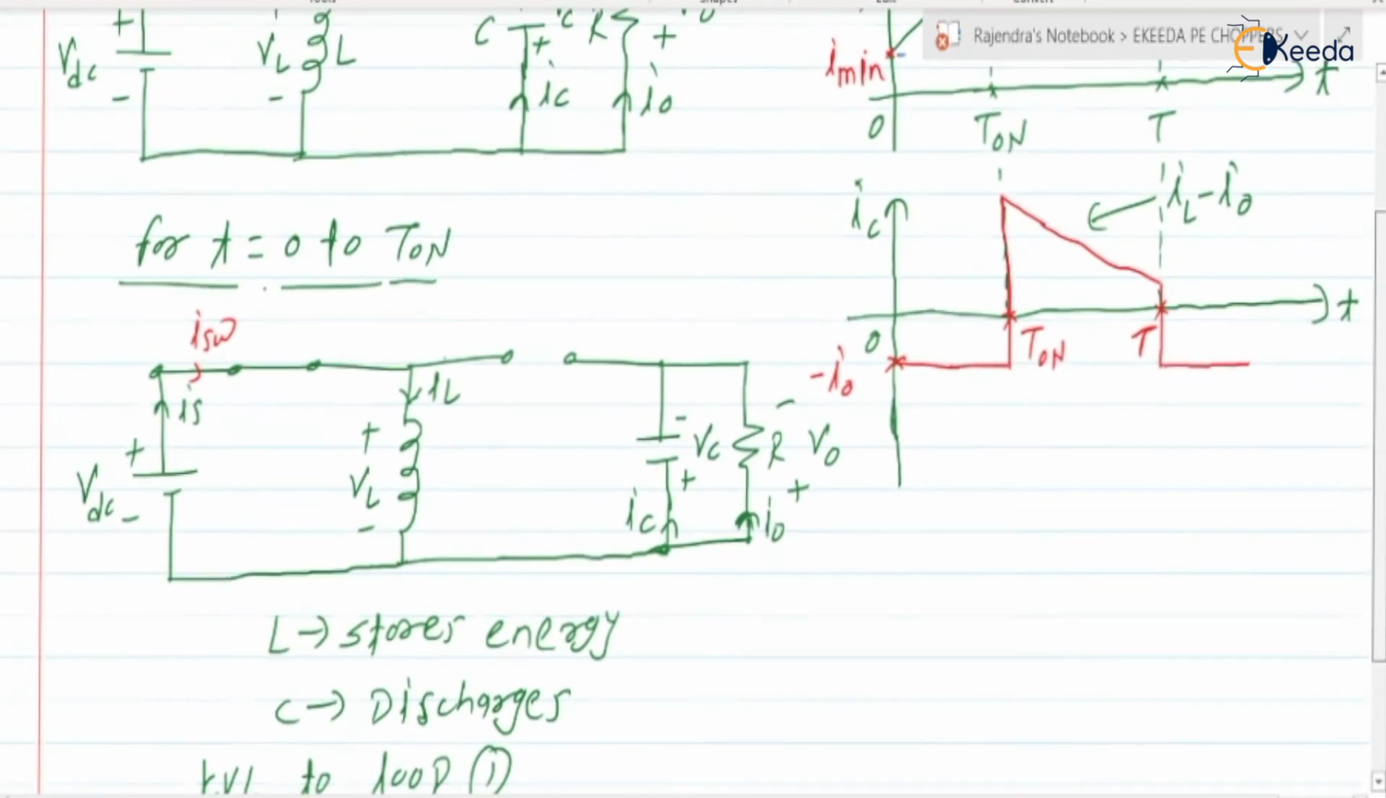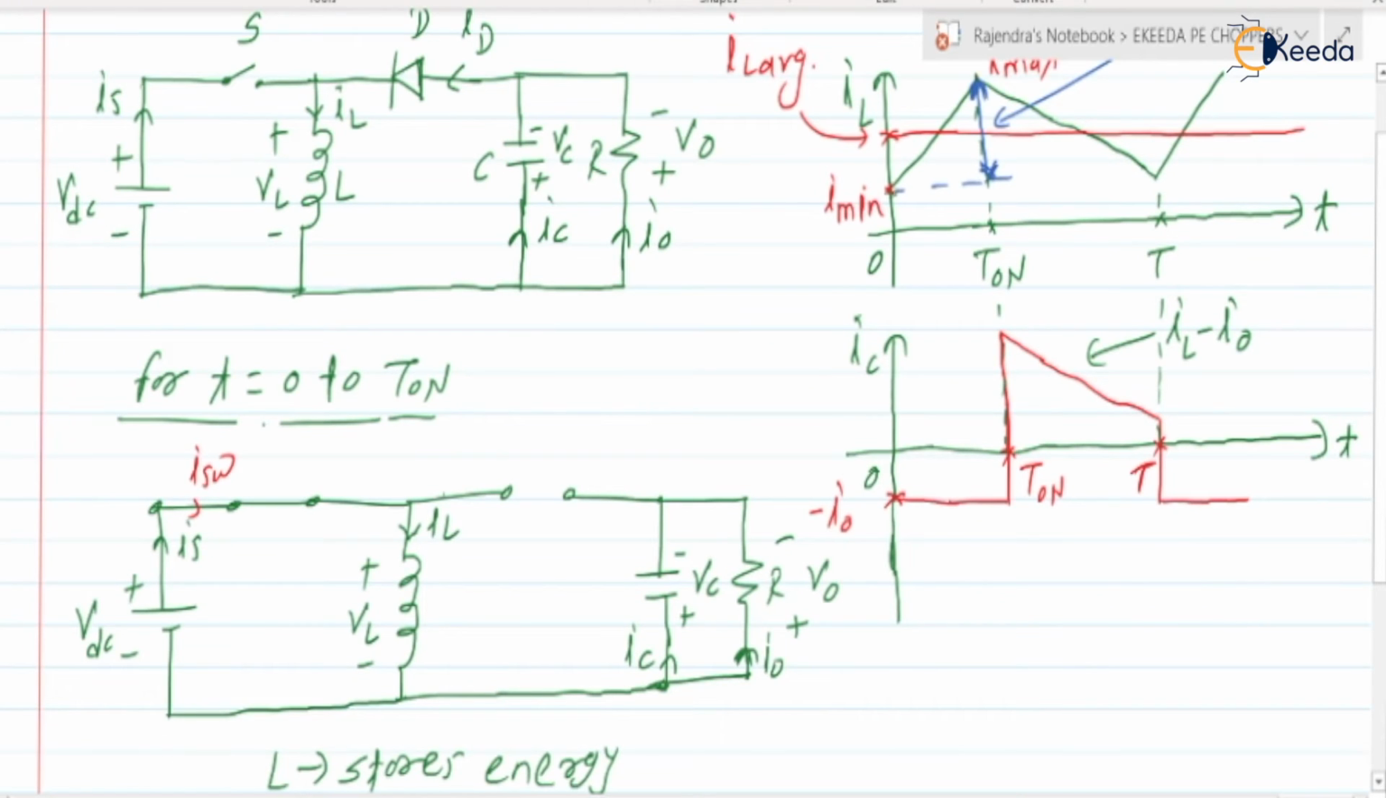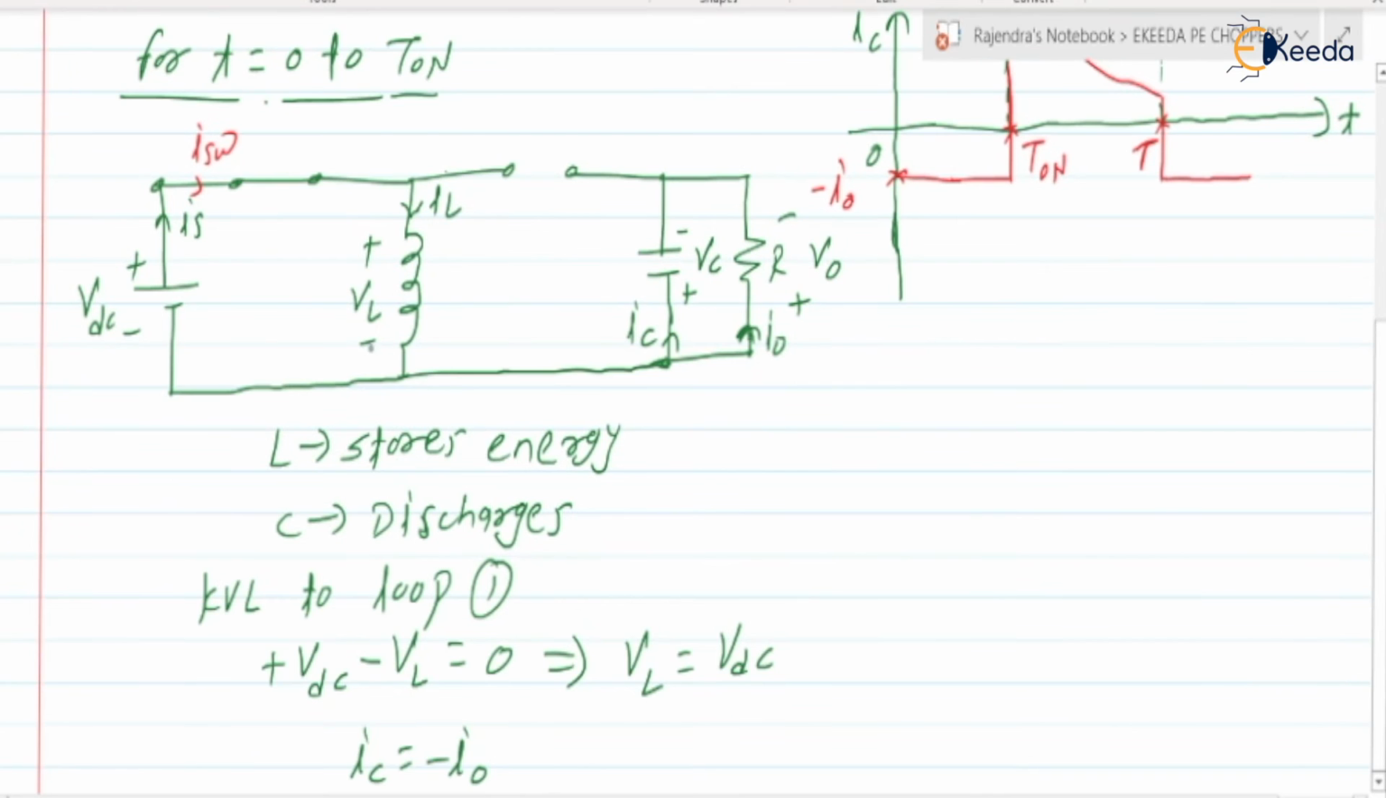Point to be noted: during 0 to T on, the inductor current increases from I min to I max, so the inductor goes on storing the energy. What is IC? IC is equal to minus I0. As we considered at the start of this chapter, the load voltage is constant and the load current is assumed to be constant. So IC is equal to minus I0 during 0 to T on, and IL is increasing from I min to I max. So during T on, the inductor stores the energy and the capacitor discharges.